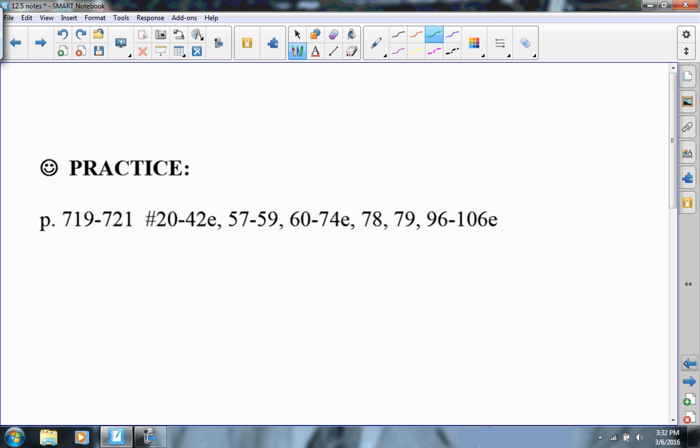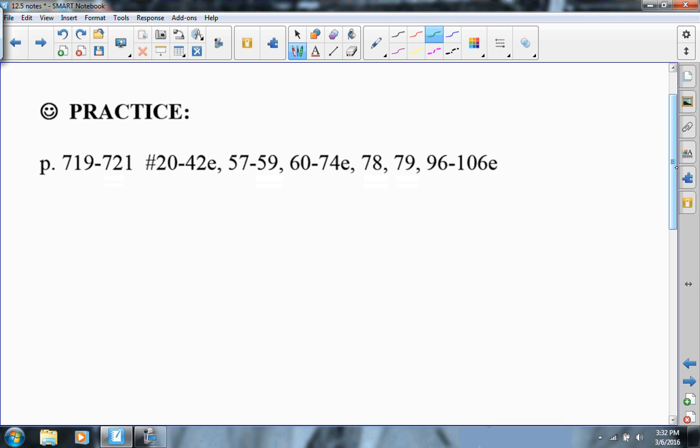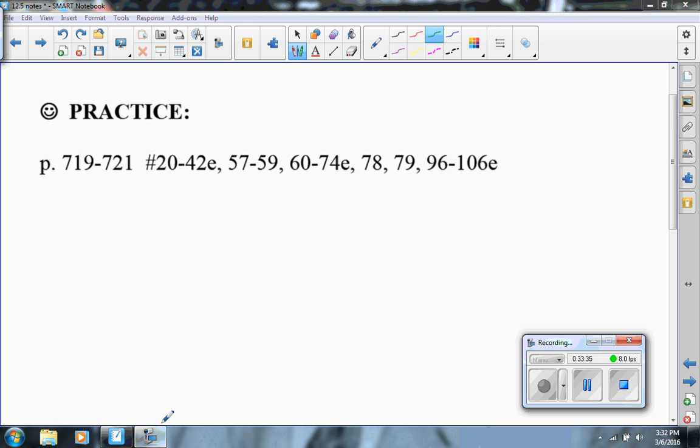So definitely have your notes with you when you're working through these practice problems. There's a lot of steps, and sometimes if you mess up one early on, then it throws off the rest of your work and your answer for the rest of the problem. So if you're getting stuck, come on in and see me before school so that way I can help you out.